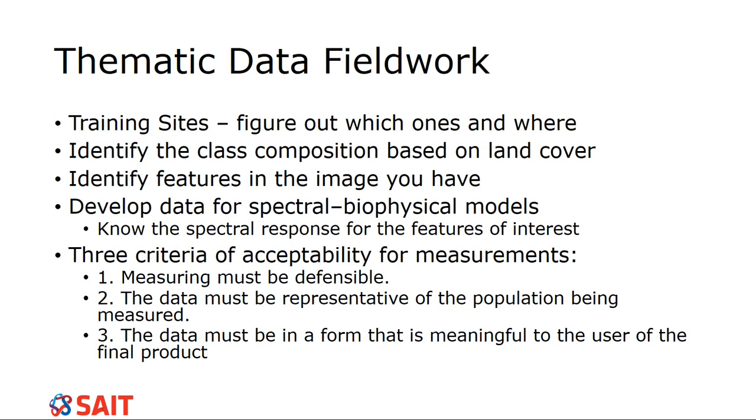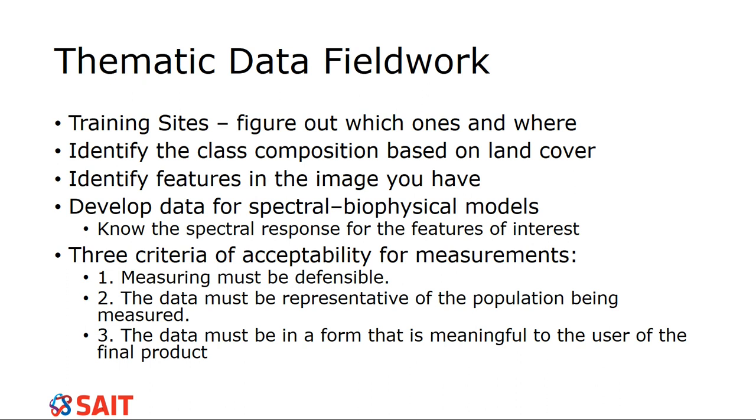Then we go out and we look at our training sites. So we figure out on our image, where do we actually want to go? If you do a supervised classification, you already have those. So go out to those training sites. Make sure that when you place them on your map, they are areas that you can actually access, right?